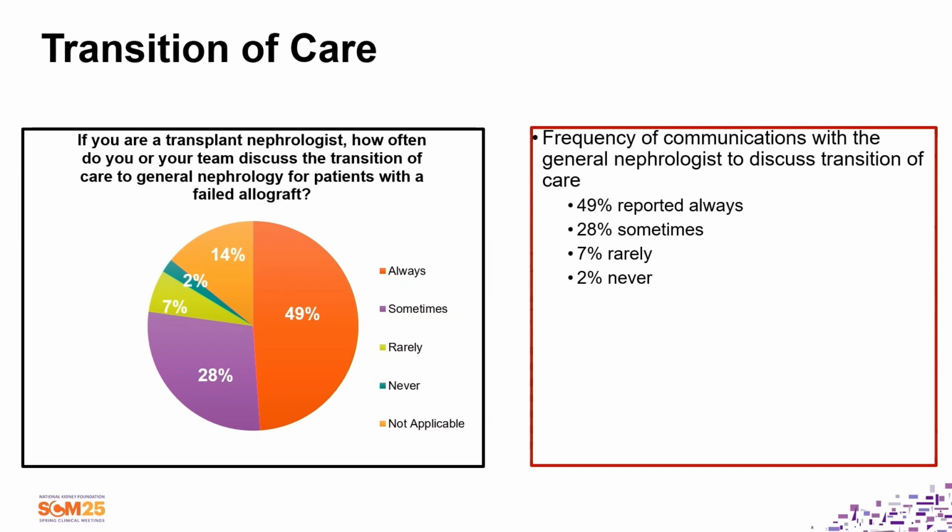Some transplant centers keep their transplant patients for life. Some send them out after a year. Some send them out somewhere beyond that or sooner than that. It really depends on the center and the practice of the center.